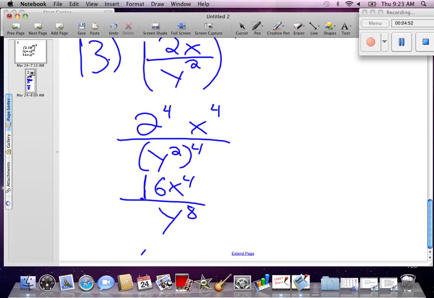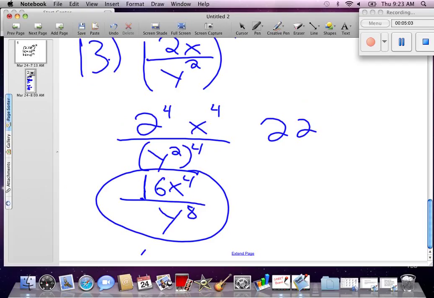8. Guys, remember it's a power to a power. So that's when you multiply. Yes, ma'am. How'd you do? I did 2 times 2 times 2 times 2. So 2 times 2 gives me 4, times 2 gives me 8, times 2 gives me 16. Good question.